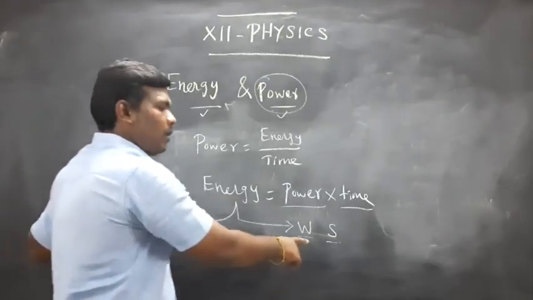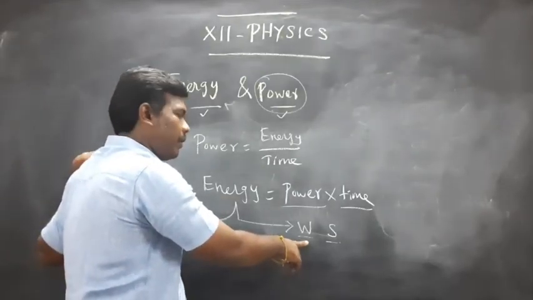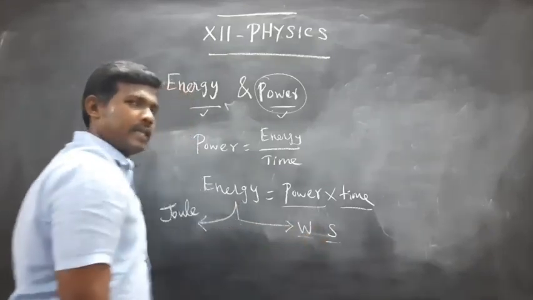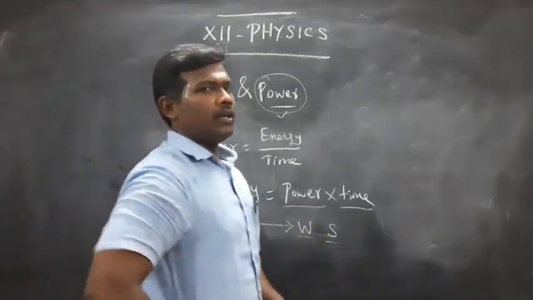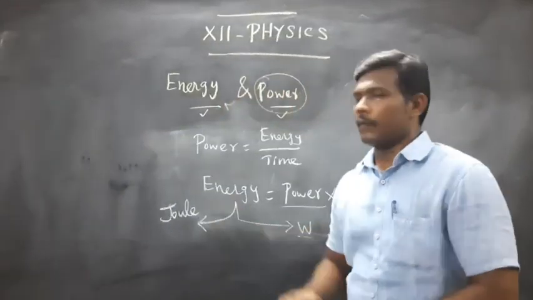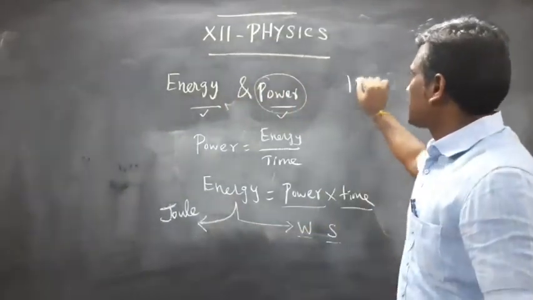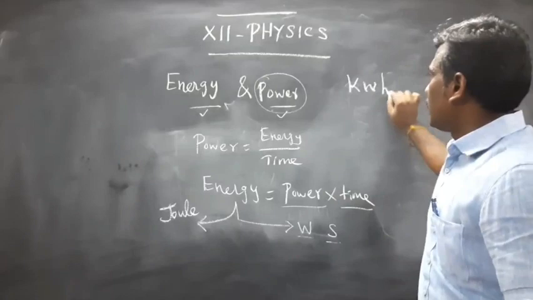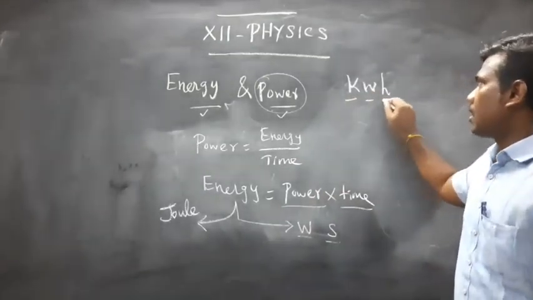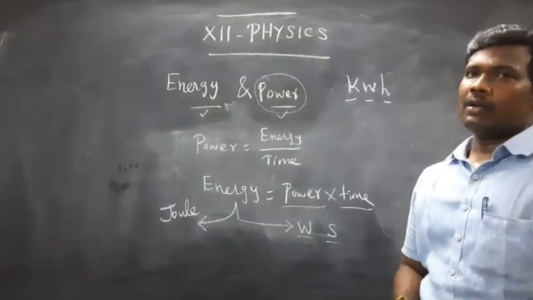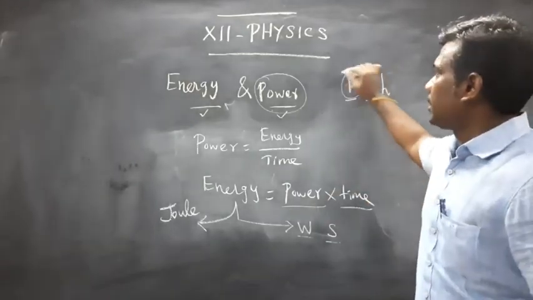Now we are getting one more unit. Another alternative unit for energy is watt second. But for commercial purposes, we use the unit of energy in terms of kWh. What is meant by kWh? Kilowatt hour. Kilo means 10 power 3.